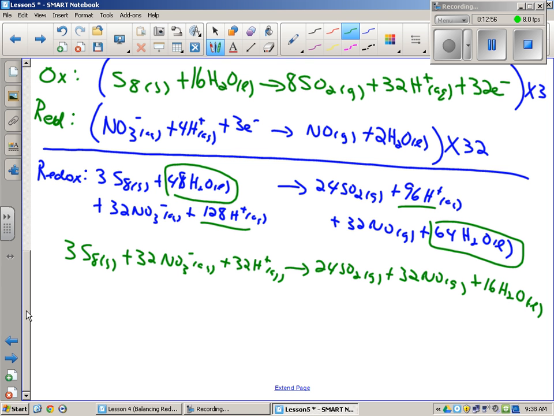Let's see, 24 sulfurs, 24 sulfurs. 32 Ns, 32 Ns. Now, here's where it gets a little complex. 32 H's, 32 H's. 16 O's and 32 is 48. And another 48 is 96 O's and 96 O's. Check. 32 negative, 32 positive, 0. Combining those two together. 0, 0, 0. Done. Good. That's right. Check mark. Yada, yada, yada. Okay? All right.